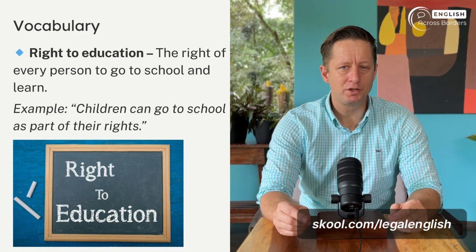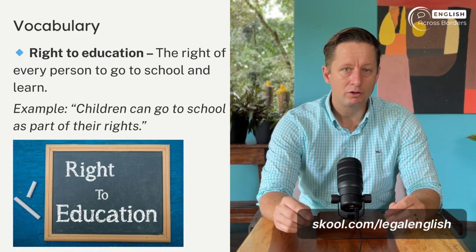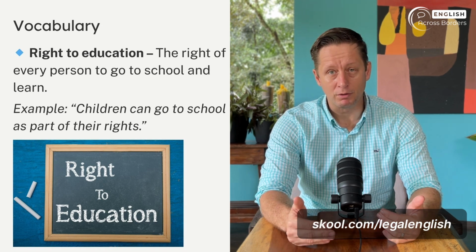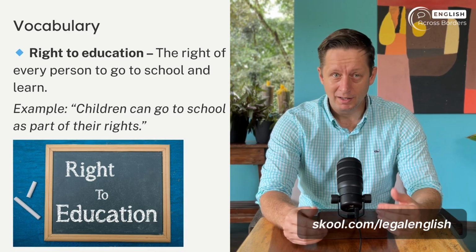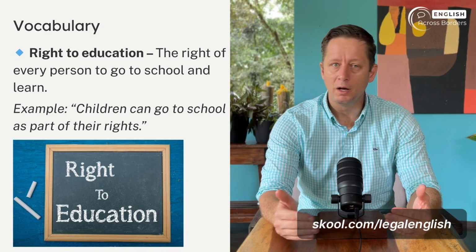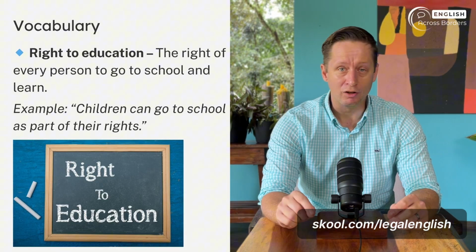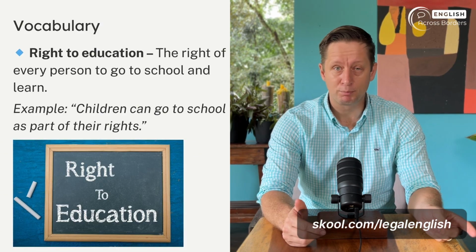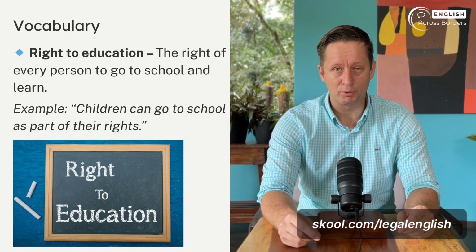The right to education means every child has the right to learn, to attend school, and to receive training. For example, children can go to school as part of their rights. Imagine a child cannot be refused a place in school because of their race, gender, or family situation. A lawyer explains, education is a right, not a privilege. It helps people develop their dignity and opportunities.